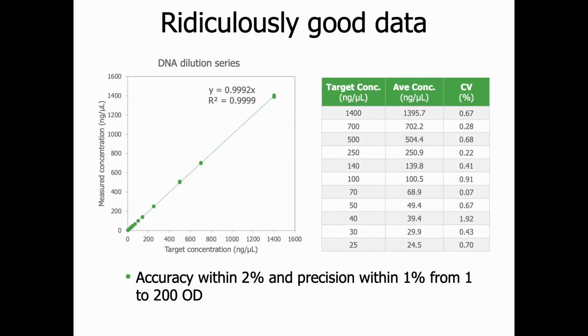When you look at Lunatic's linearity, accuracy, and precision across a wide range of concentrations, the performance really stands out. This DNA dilution series spans from 25 to 1400 nanograms per microliter, and you can see how closely the measured values track with the expected concentrations, showing off Lunatic's spot-on accuracy within 2%. At the same time, the low CVs across the entire range, typically below 1%, highlight Lunatic's exceptional precision. Delivering this level of dynamic range, linearity, accuracy and precision is the advantage of using fixed path lengths.